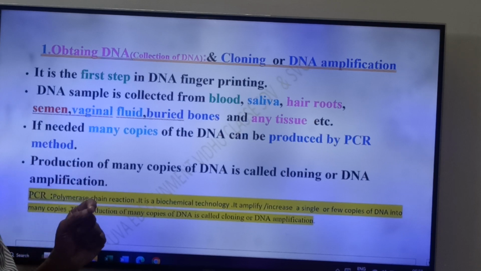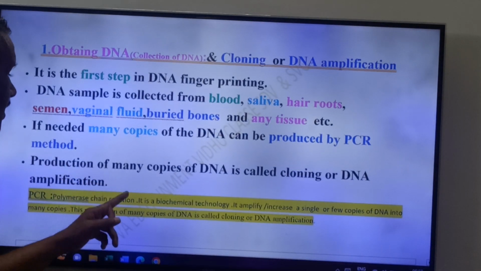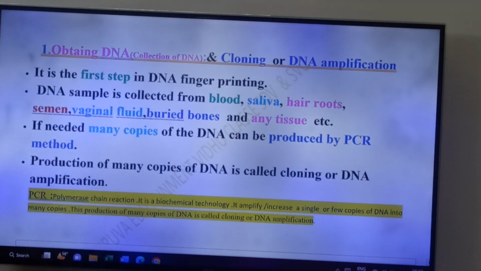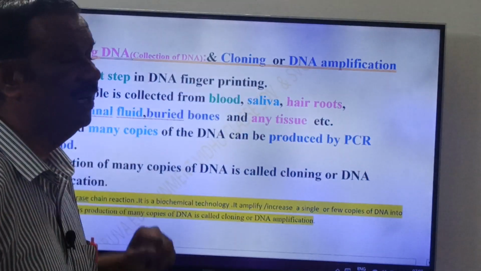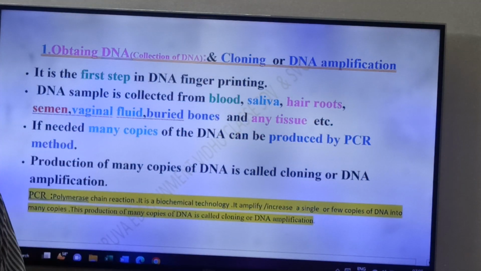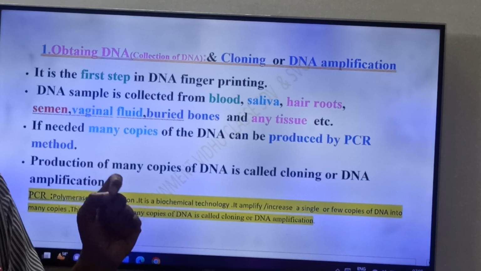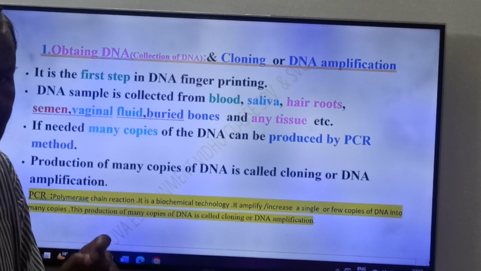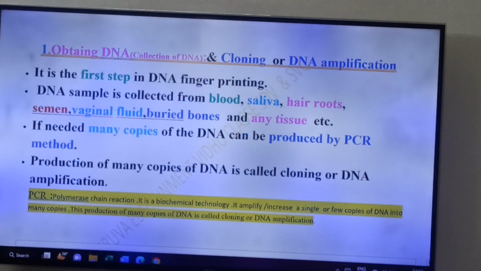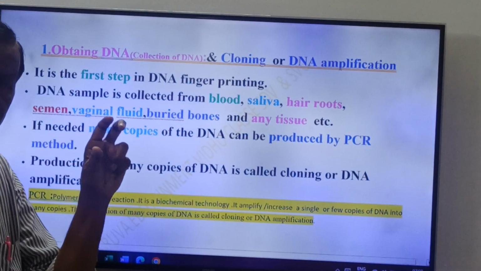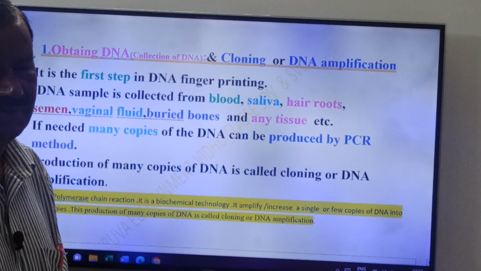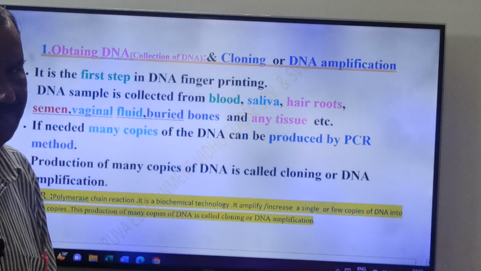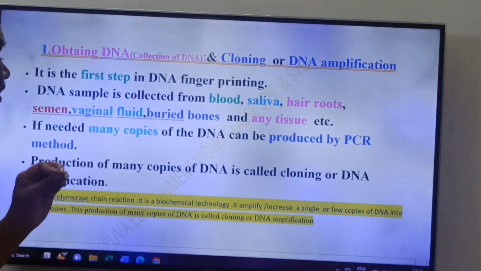Friends, here, what is cloning? Production of many copies of DNA is called cloning or DNA amplification. Cloning means production of many copies of DNA. Cloning is also called DNA amplification. And friends, if we get only a little DNA, we need many copies. So making many DNA copies from this small amount of DNA is called cloning or DNA amplification.